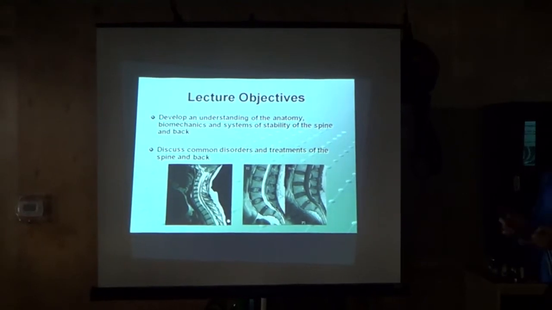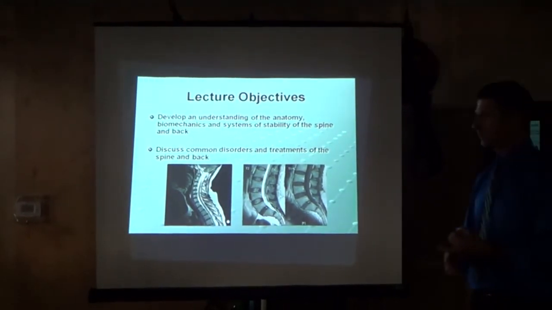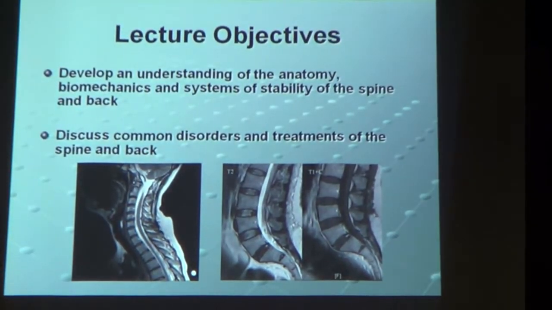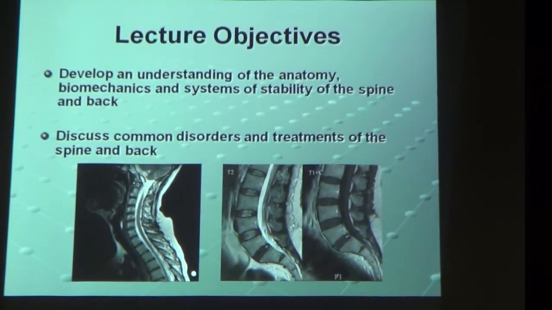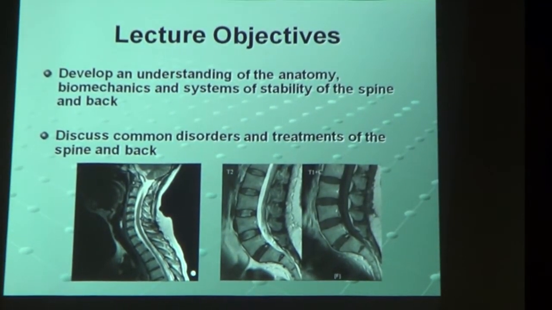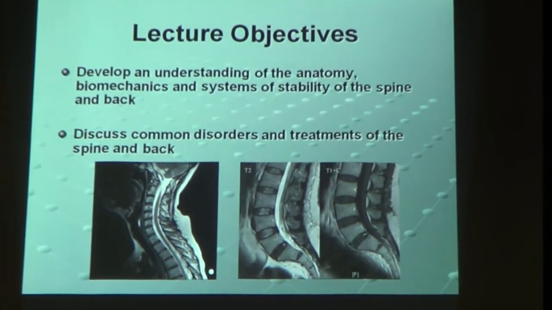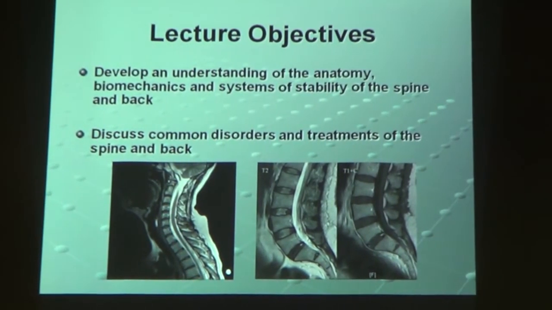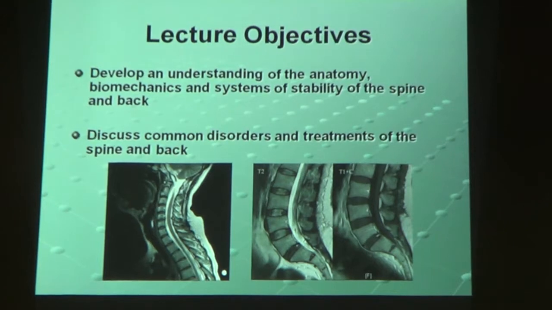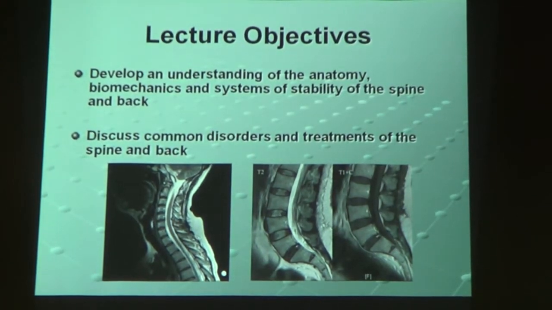We want to go over basic anatomy, so the structure of the spine. We'll look at the systems of stability. There's a few different ways to look at that. You've got ligaments that control joint structures. Ligaments are very passive restraints; you can't tell a ligament to control a joint. You don't have voluntary control over that.